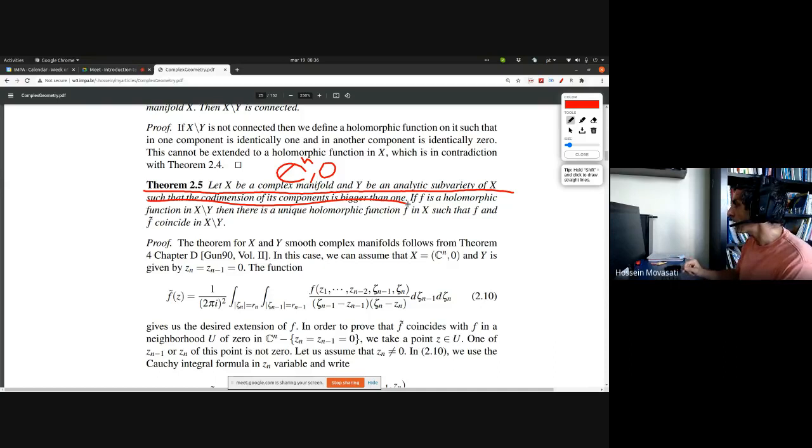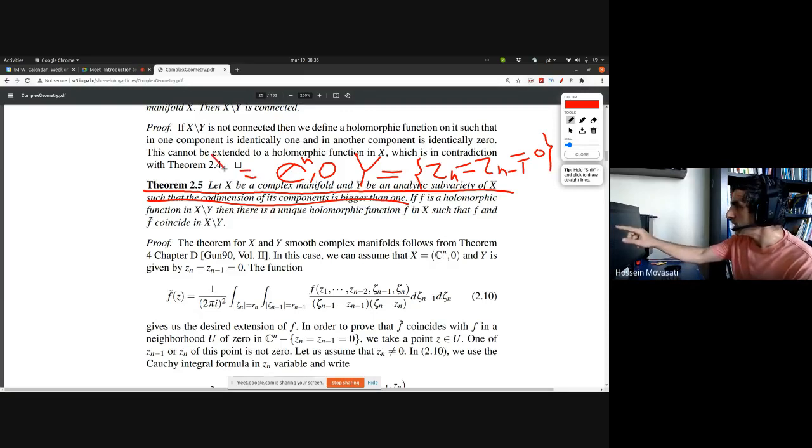Again, we have not completely defined all these things. So at the end of the day, you will take just Y equal to Zn equal to Zn minus 1 equal to 0. So during the course, when you learn all these concepts, you can return back to this theorem and digest everything. Anyway, any holomorphic function in X minus Y extends to a holomorphic function in X.